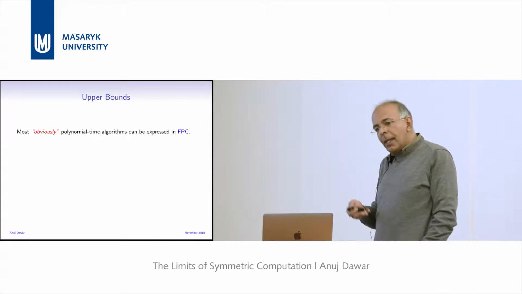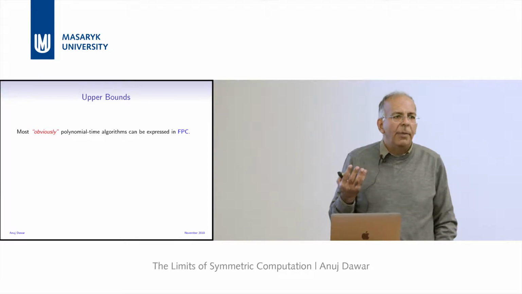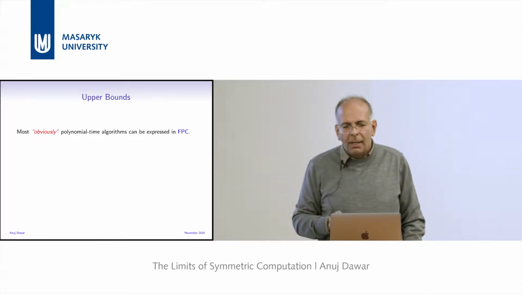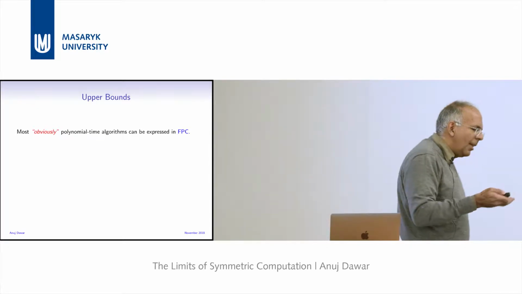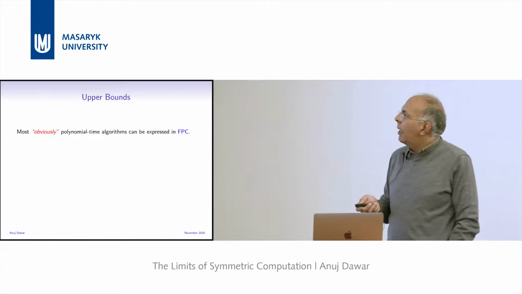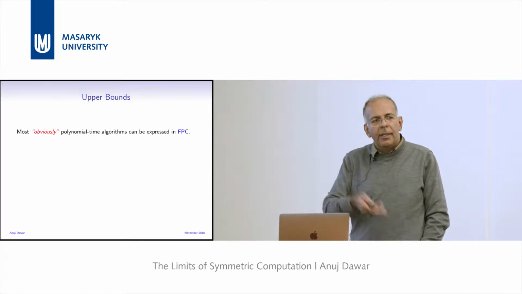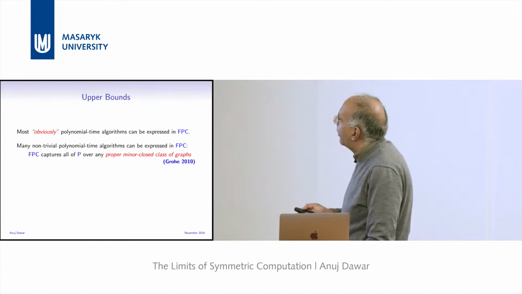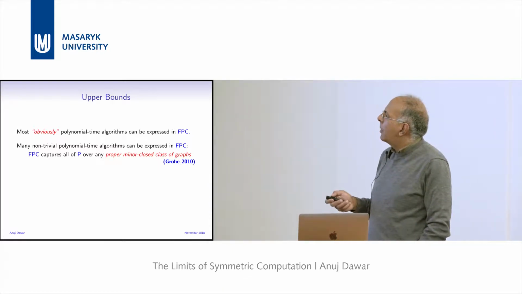Upper bounds. It turns out that things which are kind of obviously polynomial time turn out to be in FPC. What do I mean by obviously polynomial time? Well, the most common kinds of operations. Deciding whether a graph is Eulerian is in FPC, right? Just because that's counting the degree of every vertex, that kind of thing. And many, what I would call non-trivial polynomial time algorithms, can be expressed in FPC.